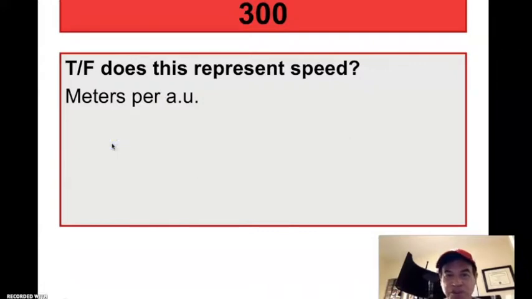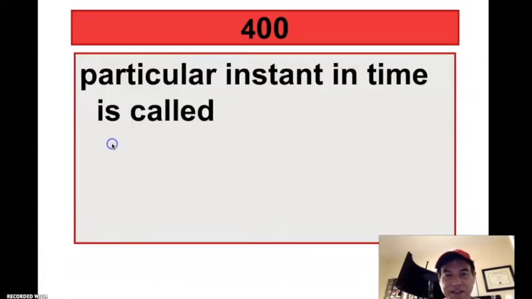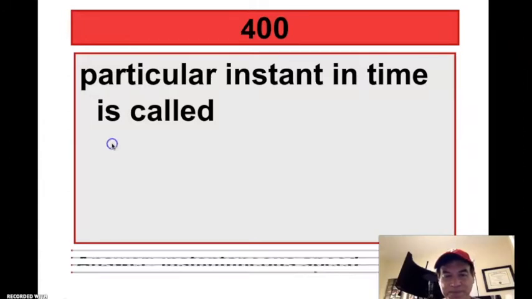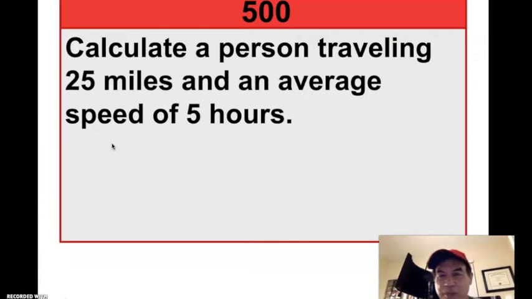True or false? Does this represent speed? Meters per AU, which is astronomical unit. The answer is false. It doesn't, because they're both measuring distance. A particular instance in time is called instantaneous speed. Pretty good.